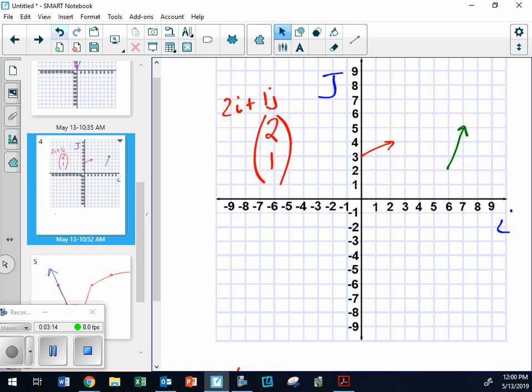Get the idea? And then what's its magnitude? Its magnitude is how long it is. If it's over 2 and up 1, it's the square root of, can you do it in your head? Square root of 5. It's the 2 squared and the 1 squared. Remember how we always do these with the square root of the other two things added after you square them? So 2 squared is 4, 1 squared is 1, square root of 5. That's the magnitude of the little red vector.